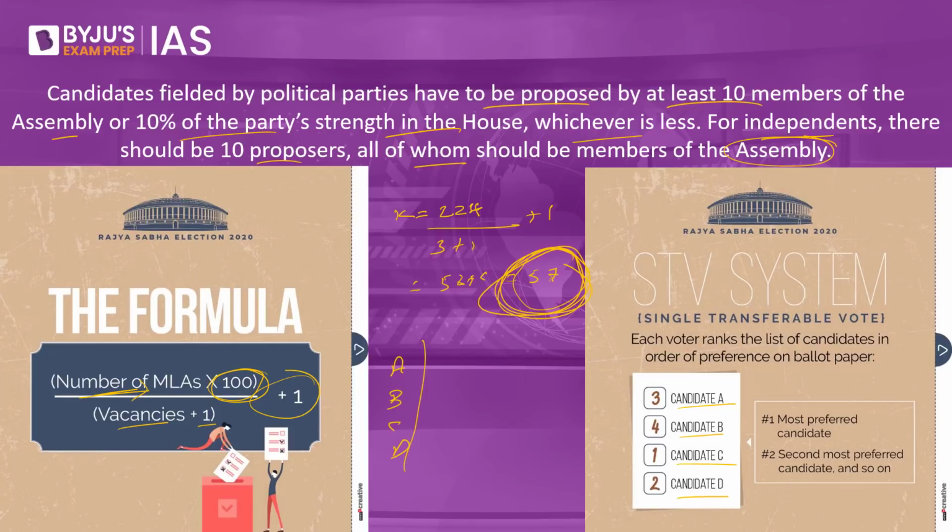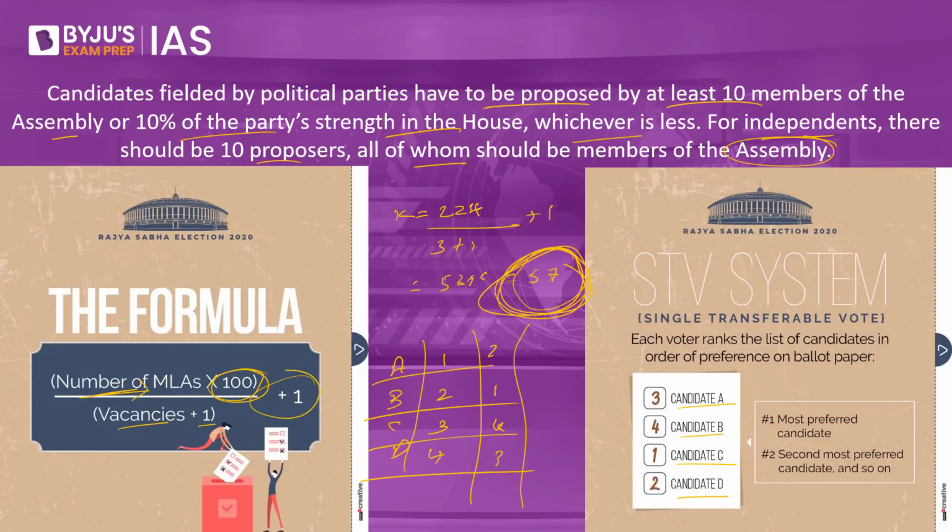There would be a paper given, and all the MLAs will have to prioritize a number. What is this priority? This is given to the MLA. He says his first preference vote will be given to A, his second preference vote to B, his third preference vote to C and his fourth preference vote to D. So all 224 MLAs will be given a piece of paper and they have to prioritize. The first MLA will give this particular priority. The second MLA may prioritize B as the first priority, A as the second priority, C as the fourth priority and D as the third priority.